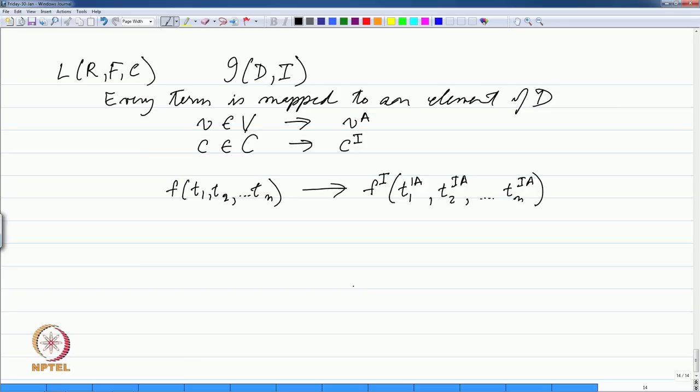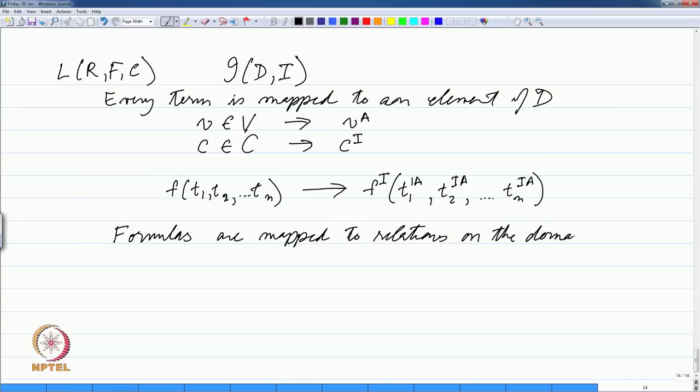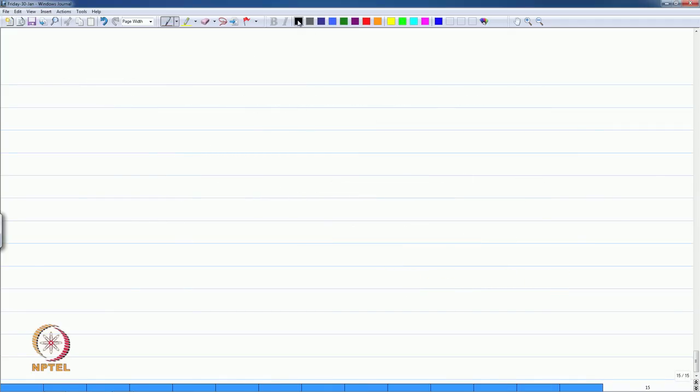We have already said that the relation symbols are mapped onto relations. So, let me write that here. Formulas are mapped to relations on the domain of appropriate arity and so on and so forth. Okay. So, let us look at the truth functional aspect of this thing.